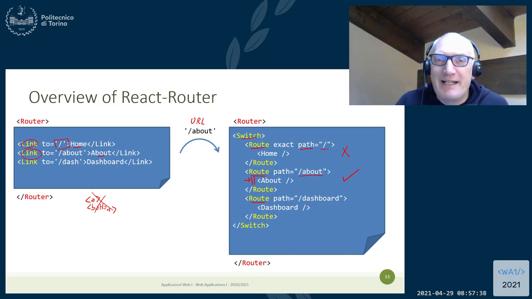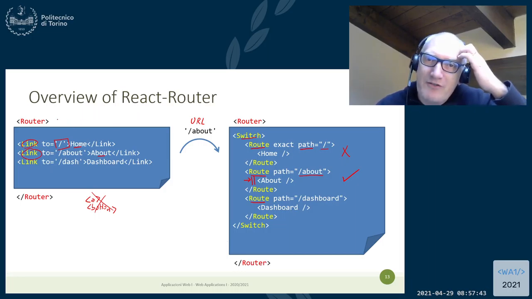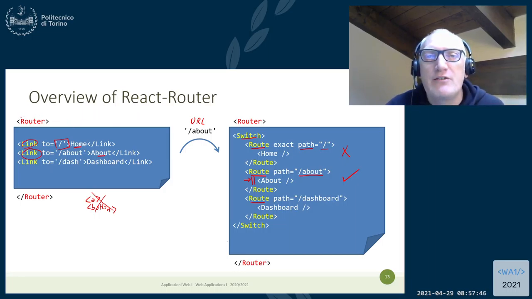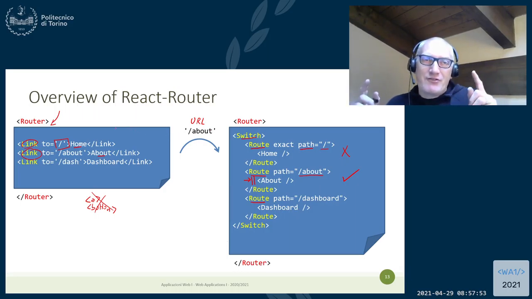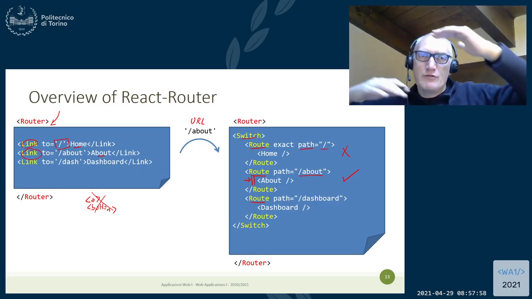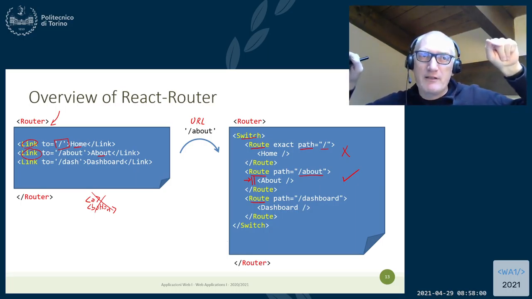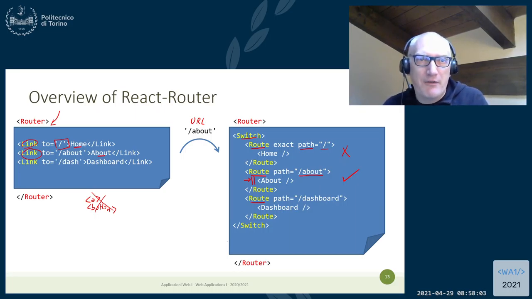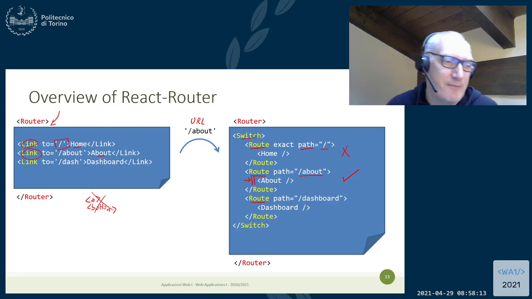The price for that, as I mentioned here, and as Lorenzo is mentioning, is that the whole application needs to be included into a big router component. We'll see the details right now. All the application, I mean, just the main app, the top level component. You just need to put a router across the top level component, and then you can use all these links and routes in other components. So you don't need to wrap every component into a router, only the top level one, unless you want to work with nested routers, but that's a different story.